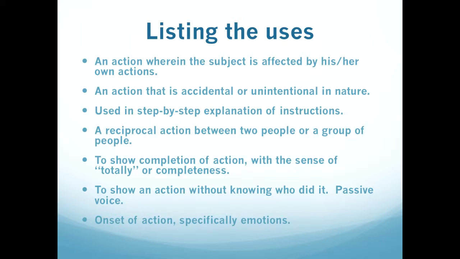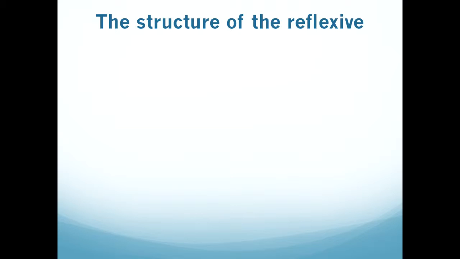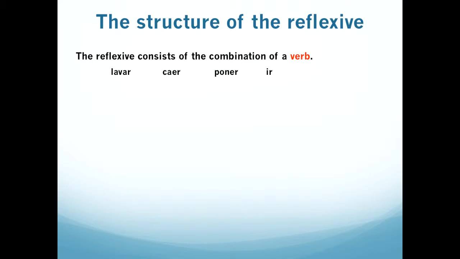So let's look at the structure of the reflexive and how it's made. The reflexive consists of a combination of a verb. Take any verb, lavar, caer, poner, ir, and the use of the indirect object pronouns.